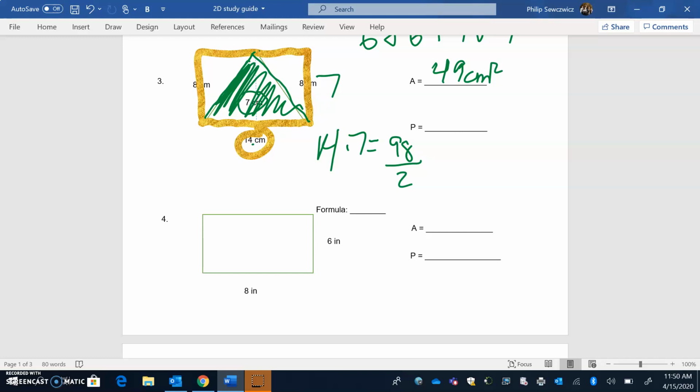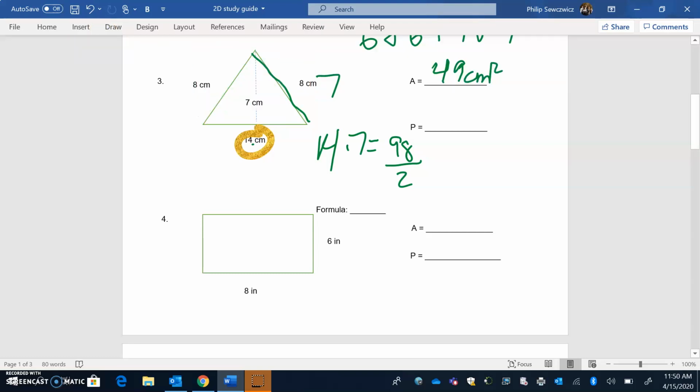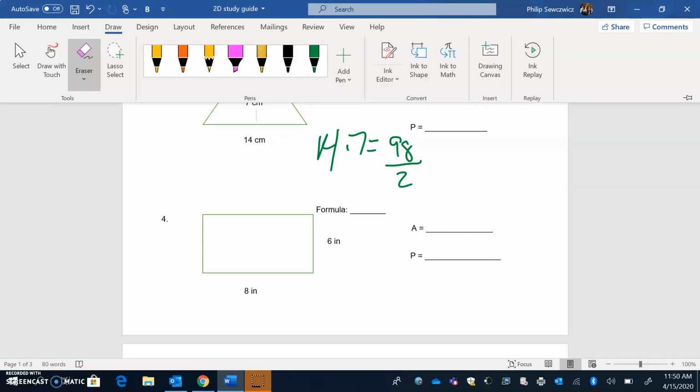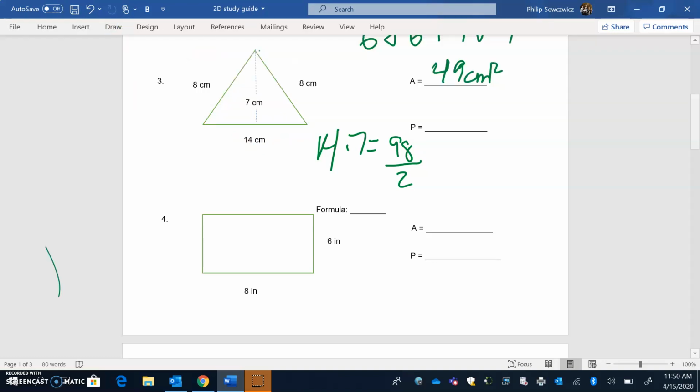Perimeter, we're going to add up the sides of this particular shape. It's a triangle, so it has 3 sides. So we just are going to grab the sides. So we've got a 14, we've got an 8, and we've got another 8. So if we add up those guys, there's your perimeter. So 14 plus 8 is 22. 22 plus 8, hello, 30. So 30 centimeters.